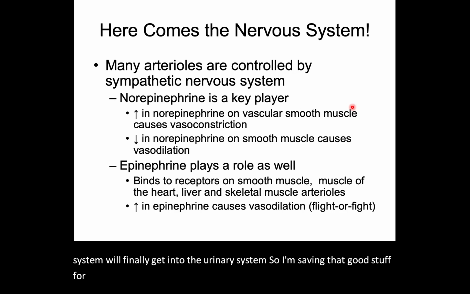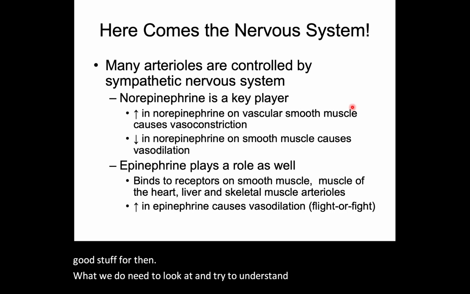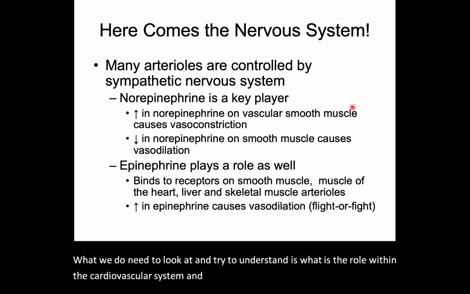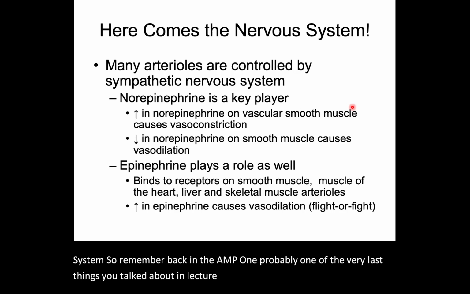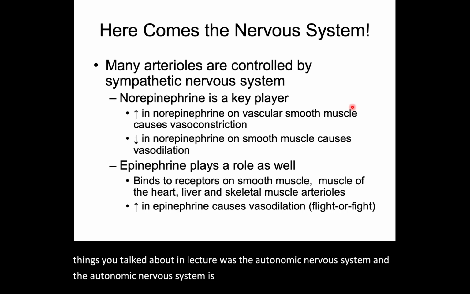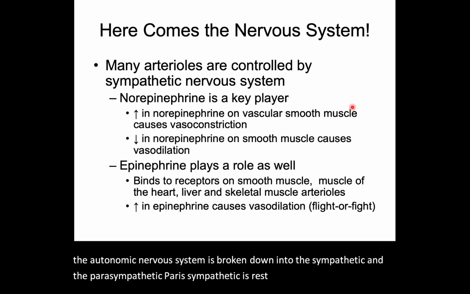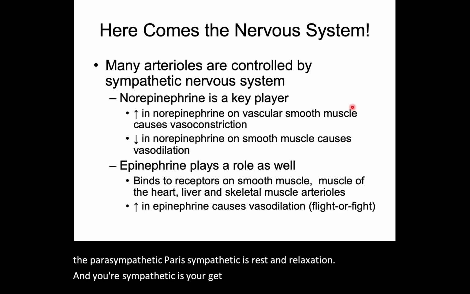But what we do need to look at and try to understand is what is the role within the cardiovascular system. And to understand that, we have to go back to the sympathetic nervous system. So remember, back in A&P1, probably one of the very last things you talked about in lecture was the autonomic nervous system. And the autonomic nervous system is broken down into the sympathetic and the parasympathetic. Parasympathetic is rest and relaxation, and your sympathetic is your get up and go, your fight or flight response.